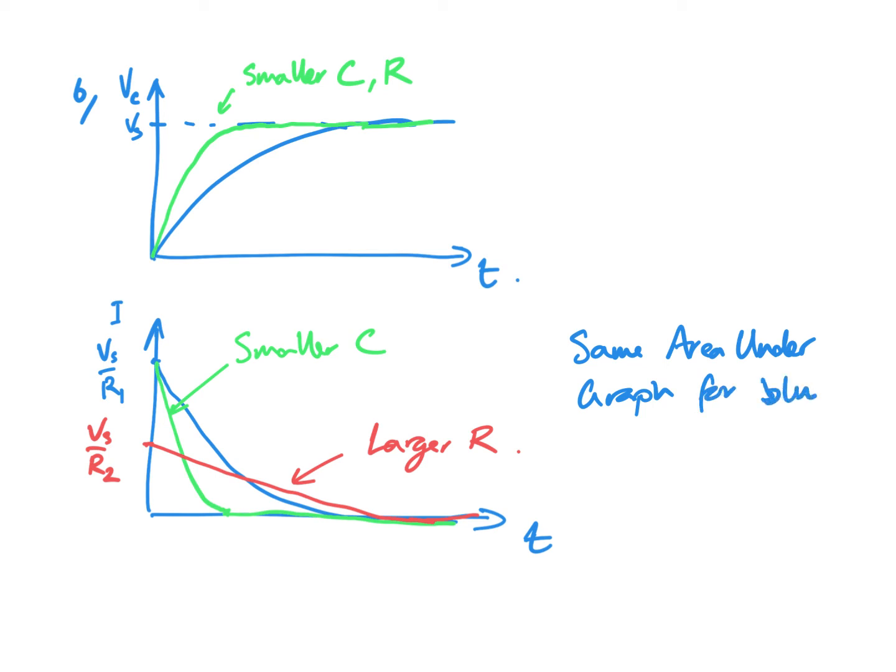Now that applies to the blue and the red graph, because they were both the same capacitor, just a different resistor. And basically the larger resistor is just restricting the current, so everything takes longer, but you're still reaching the same total charge stored. So that would be the same area under the graph. The green graph is a smaller capacitor, so it's going to have a smaller area under the graph because there'll be a smaller amount of charge stored.